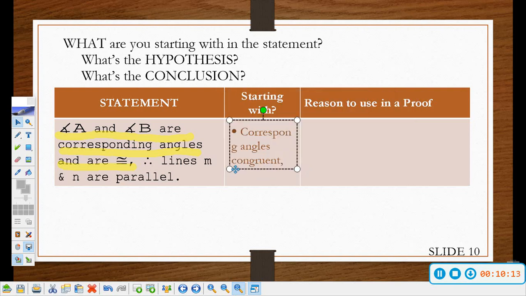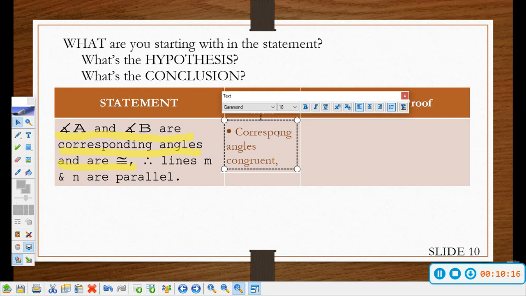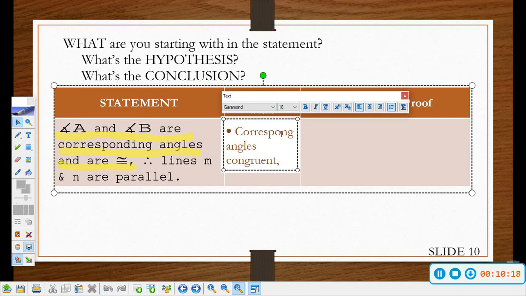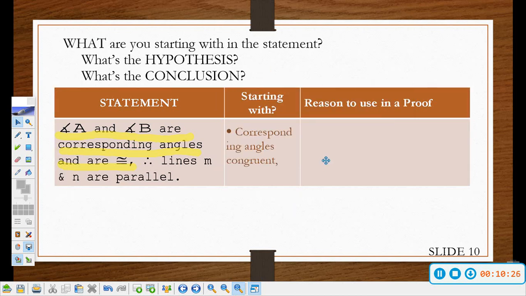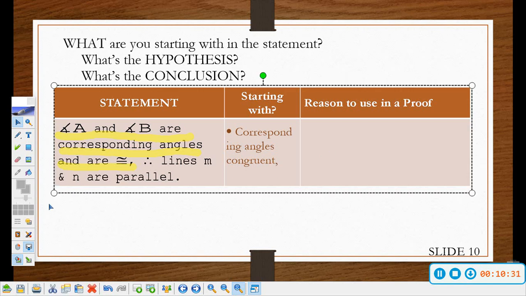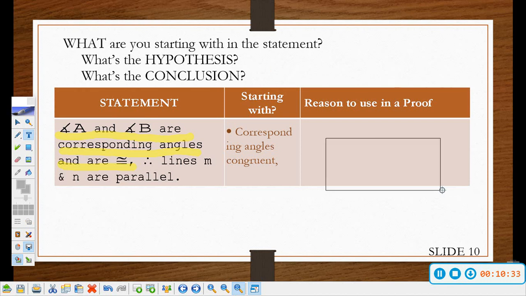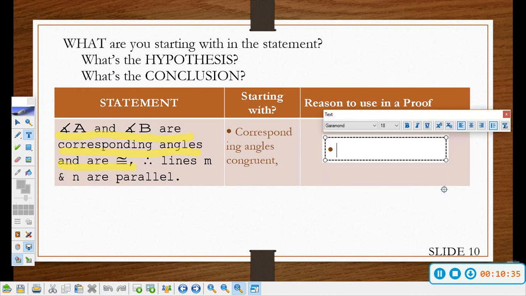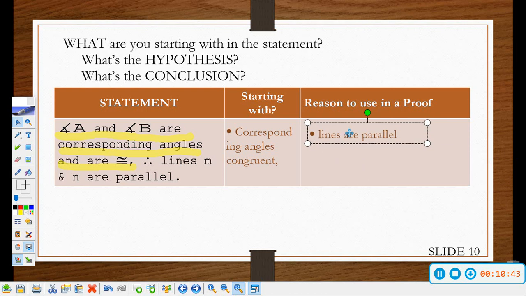Okay? So I'm starting with the fact that I have corresponding angles congruent. Okay? Now, which reason am I going to use in the proof? I would then state that my conclusion is that lines are parallel. So am I using the conditional or am I using the original? Since I'm starting with the angles, I know that I'm using the converse.